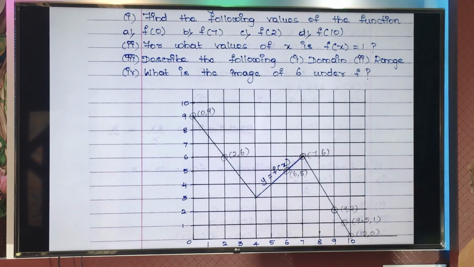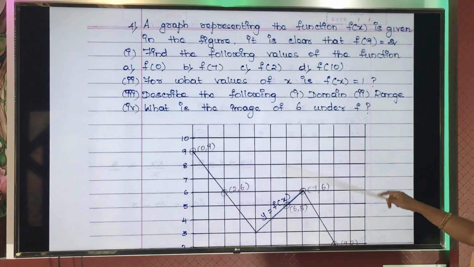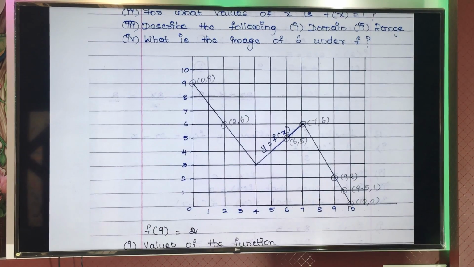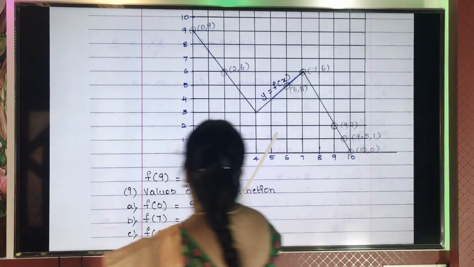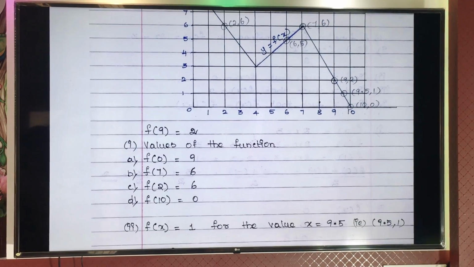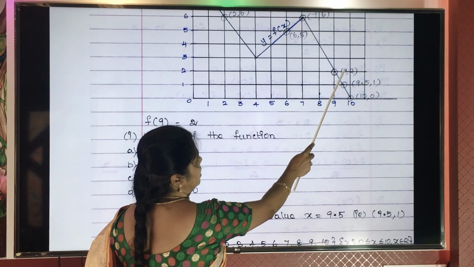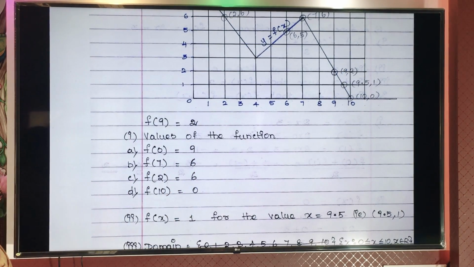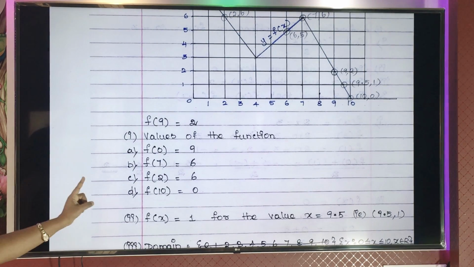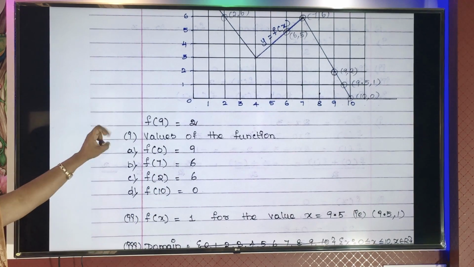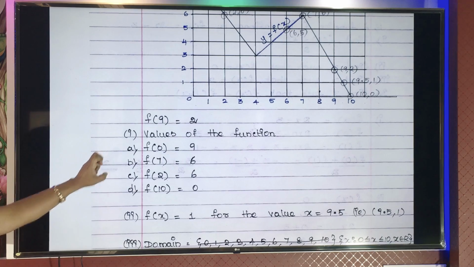Now please observe this graph. Scroll up. Please move, go up. See children, f of 9 is equal to 2. Here it is. The first question asked is, find the values for f of 0, 7, 2 and 10. Can you minimize this graph? Zoom in.